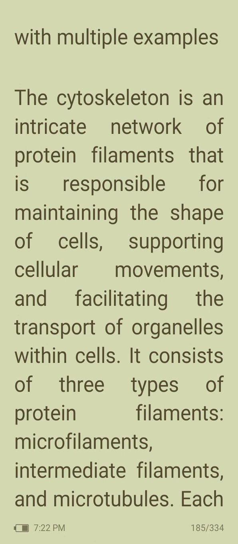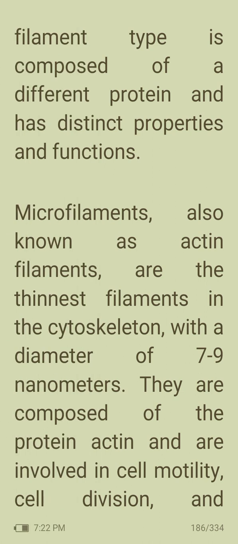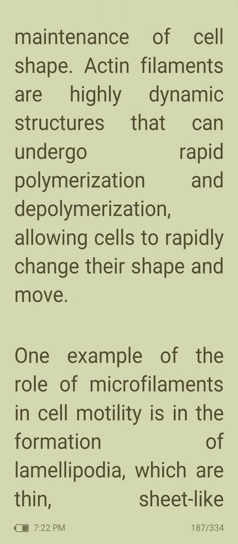It consists of three types of protein filaments: microfilaments, intermediate filaments, and microtubules. Each filament type is composed of a different protein and has distinct properties and functions. Microfilaments, also known as actin filaments, are the thinnest filaments in the cytoskeleton with a diameter of 7 to 9 nanometers. They are composed of the protein actin and are involved in cell motility, cell division, and maintenance of cell shape.